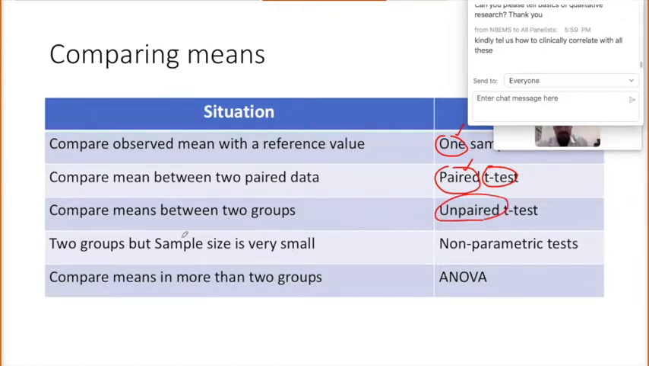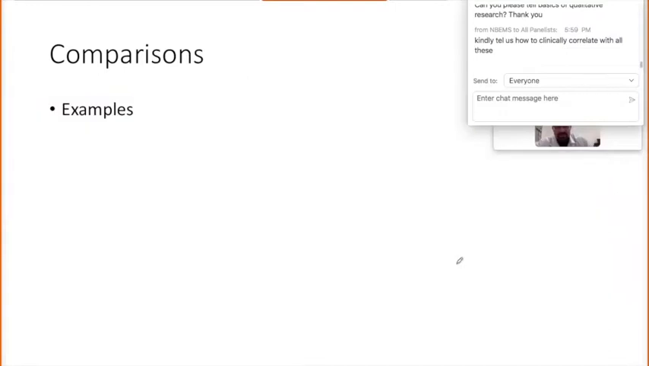When your sample size is very small and you have very few patients, then what you use is non-parametric tests. And when you want to compare means in more than two groups, then you use ANOVA, which we talked about a little while earlier, which is the analysis of variance. Now let's look at each of them with examples.